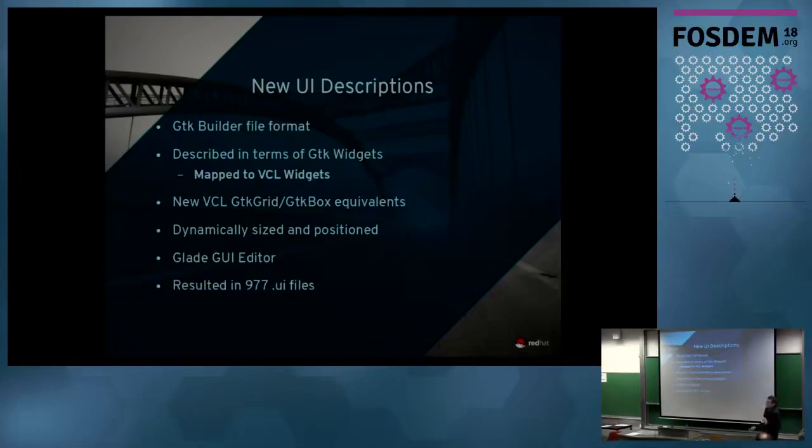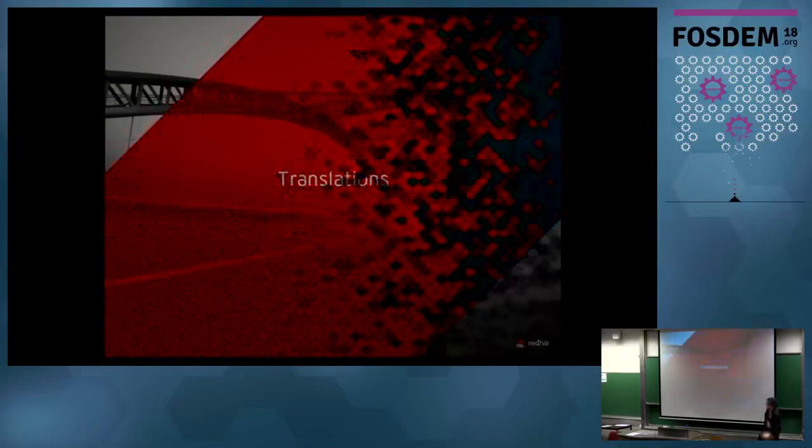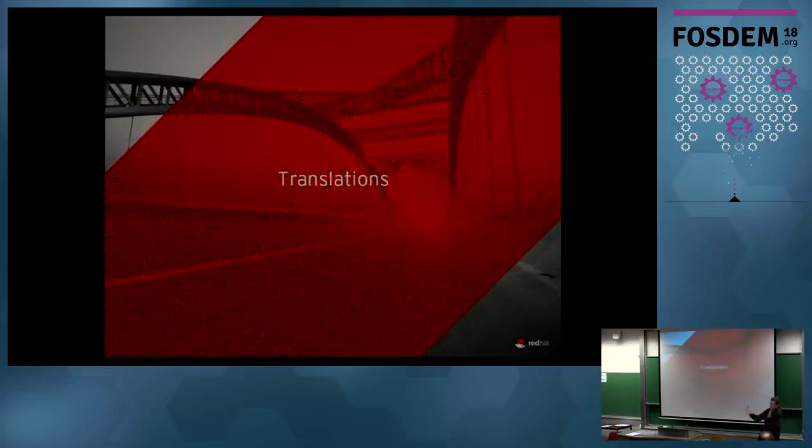So the result of all that is that you've got about 1,000 UI files. Apparently we have about 8 accessibility bugs in each one, but they can be fixed in Glade. So that's the .ui file. Everything is now described in the GTK style file format, but mapped at load time to our own widgets.